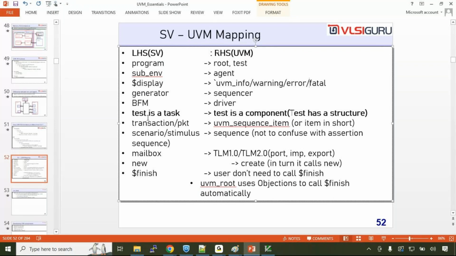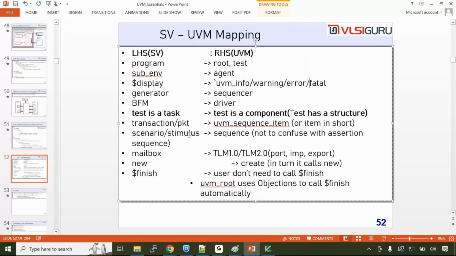The most important difference here is that in SV, test is a task. Test is implemented inside the generator. Whereas in UVM, test is a component. Test has a structure. In UVM, the test case is like a component which has got a structure. And whatever in SV we used to call a transaction or packet, in UVM it is called a sequence item. Sometimes in short, we call it an item.